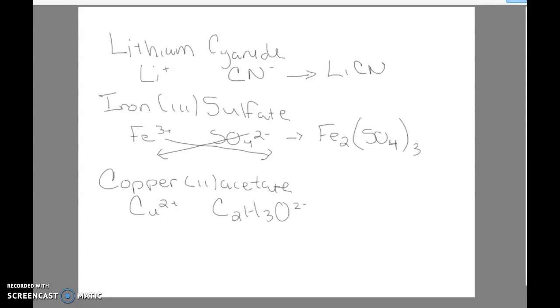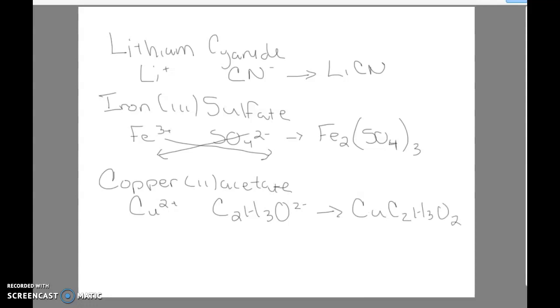All right, so if you did not recognize that this was a polyatomic ion, it might look a little bit scary. But once you get to know those, you're like, oh, okay, that's just acetate. All right, so these already balance their charges. They're already equal but opposite. So the chemical formula for copper 2 acetate is Cu C2H3O2.